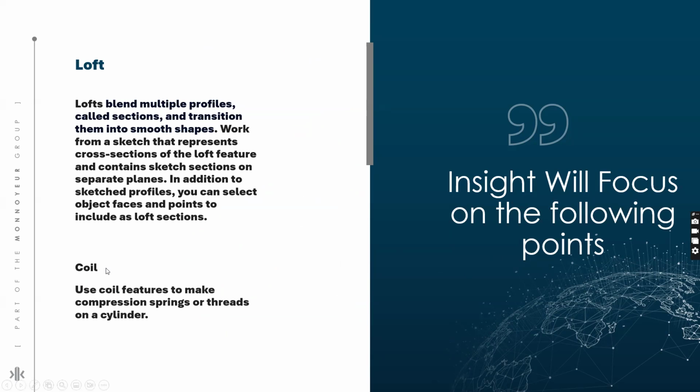And the other one is the coil command. Use the coil feature to make a compression spring or threads on a cylinder. So let's move into the Inventor screen and we will see those commands.